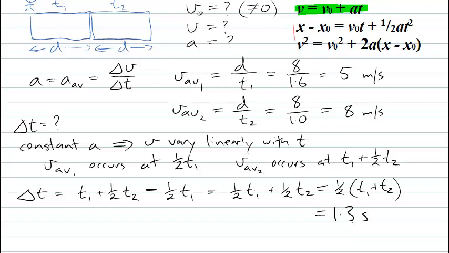And now we have everything we need to calculate the acceleration. It is the change in velocity, that is 8 minus 5, that's how the velocity changed, divided by the time it took to go between those two velocities, which was 1.3 seconds, and that comes out as 2.3 meters per second squared. Again, to brush up on your mathematics, it's useful to go back to those equations of motion and make sure this indeed is the solution that matches those conditions. And you can see immediately how very useful it can be to think about things in terms of average velocities, average accelerations, and the time at which those occur.